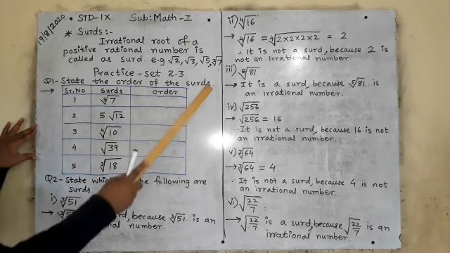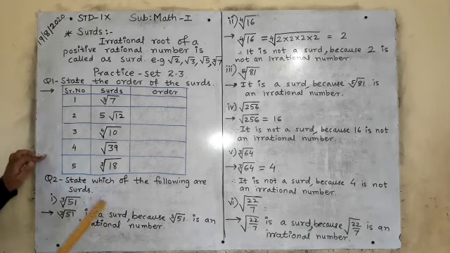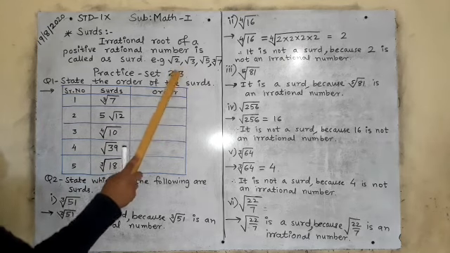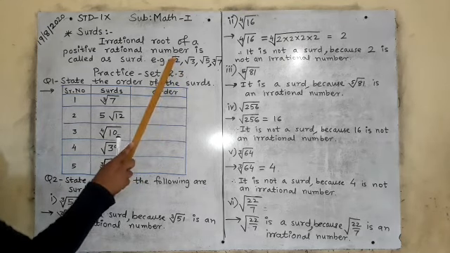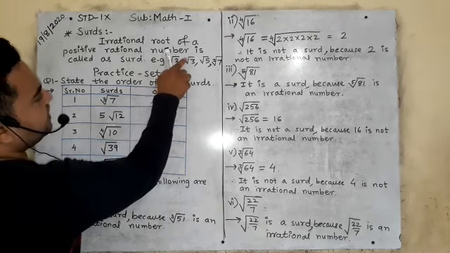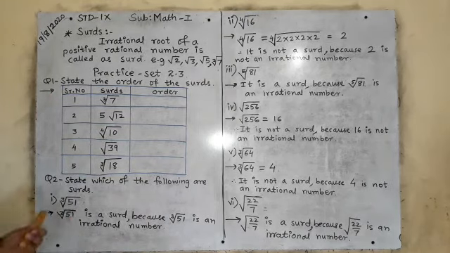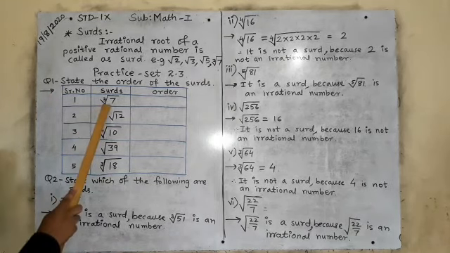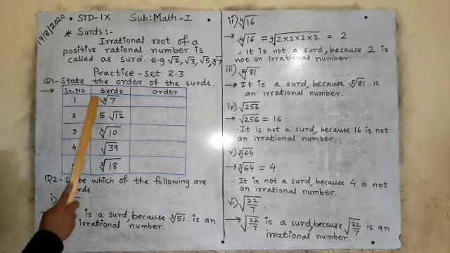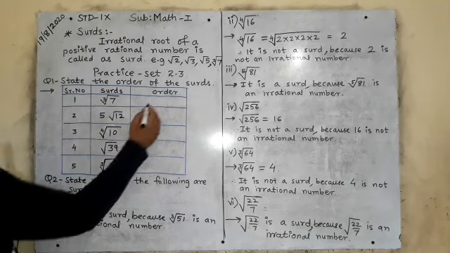Now the practice set 2.3 has question number 1. State the order of the surds. See, serial numbers 1, 2, 3, 4, 5. Total 5 surds are given to you. We have to write their orders. Just now I explained what order is. The order is written here, inside. As this cube is written over here, that is considered as the order. So what is the order of this surd? Can you see, it is cube root 7. So the order of this surd will be 3.